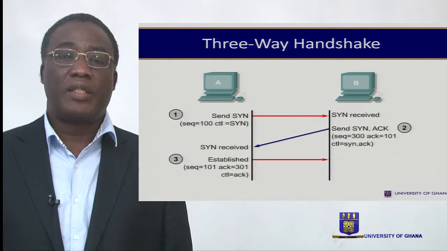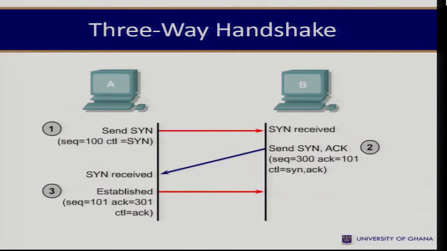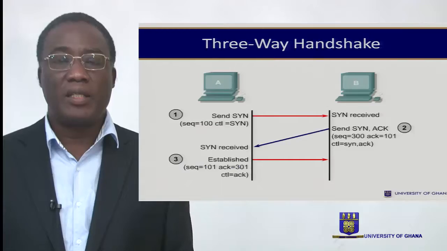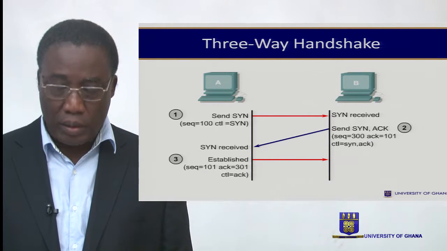In a three-way handshake, you send a synchronization. The synchronization is received at B, and then you send an acknowledgement, and then that is also received, and after that, the connection is established. You can see why they call it a three-way handshake.